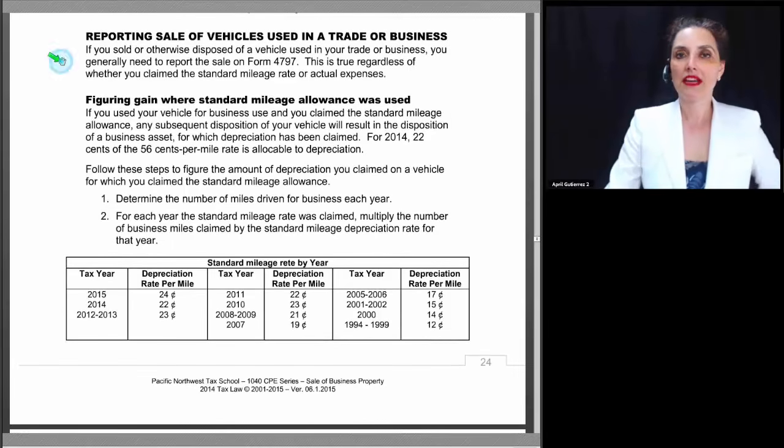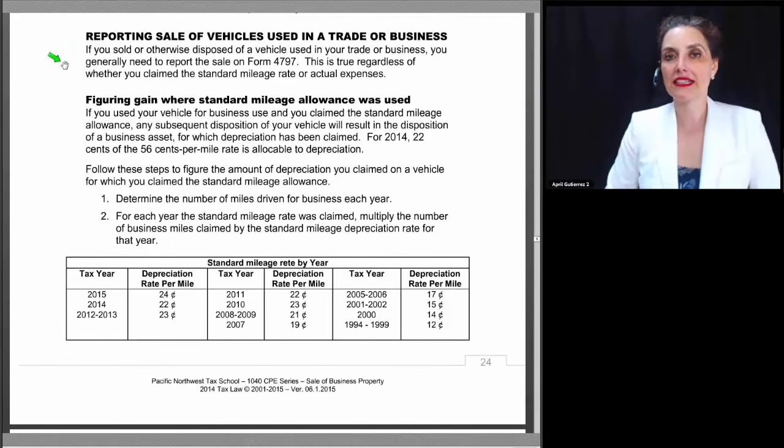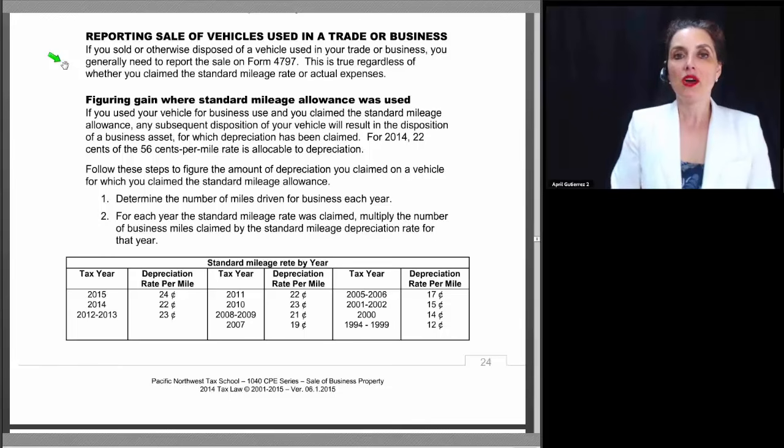So that concludes that review of completing 4797 correctly and incorrectly. We're now going to look at reporting the sale of vehicles used in a trade or business.